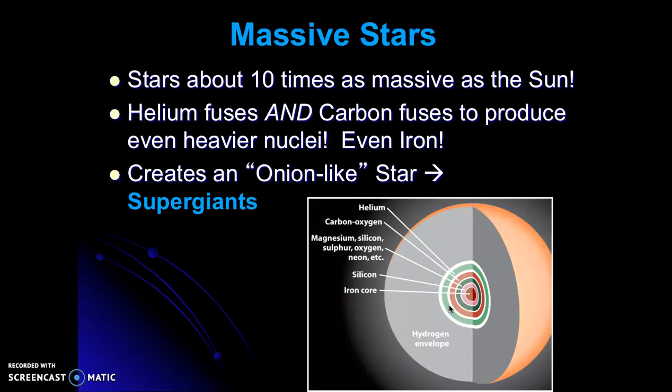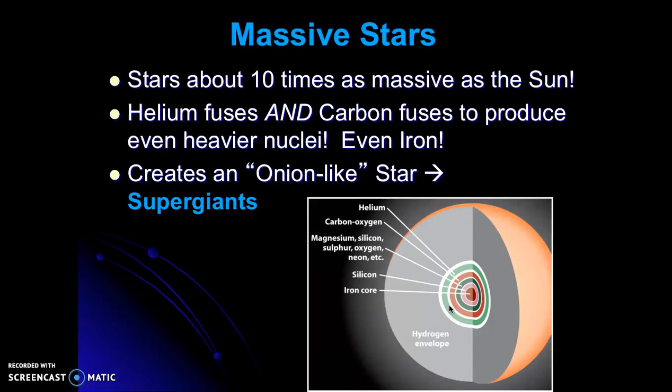They then go to the next level and they can get hot enough to start fusion of carbon, and then even get hot enough to do fusion of oxygen, followed by neon, sulfur, silicon, all the way down until it gets to iron in its core.